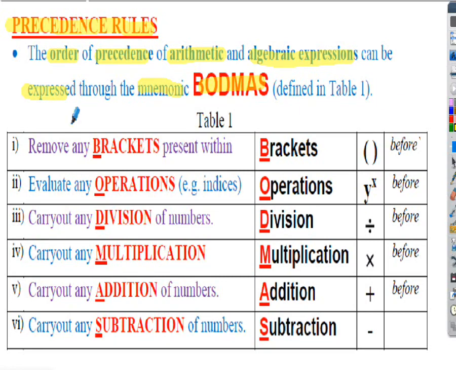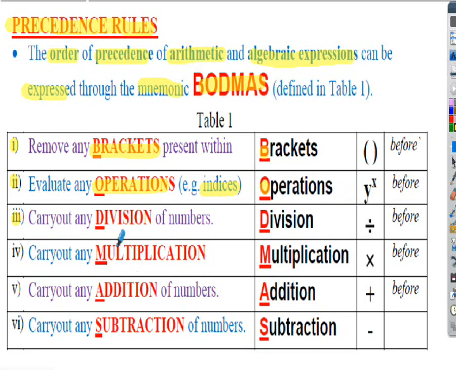So in the BODMAS mnemonic, the first precedent or the highest precedent is to consider any brackets that are present within the calculation. So brackets is the first precedent. The second precedent relates to what are termed operations. Often they're indices, raising numbers to powers or rooting numbers. But operations also encompass sine and cos type functions. So the O is for operations.